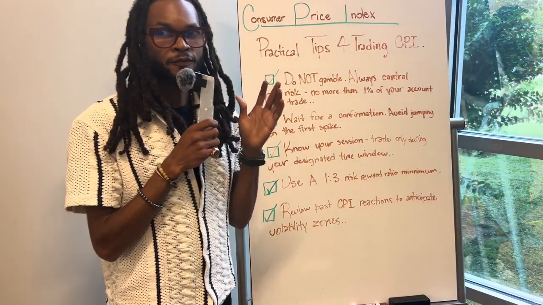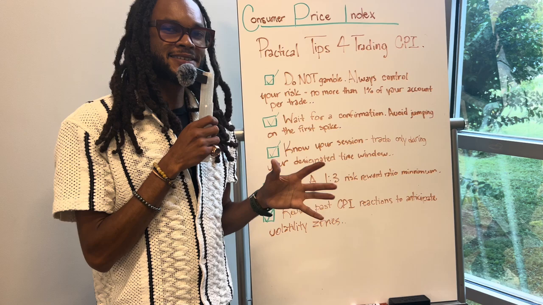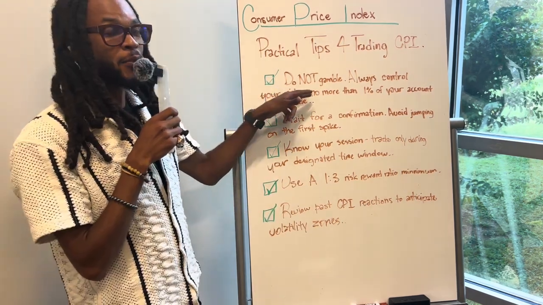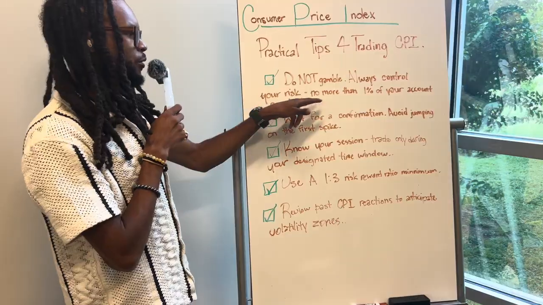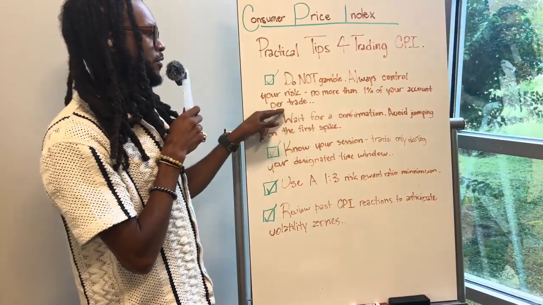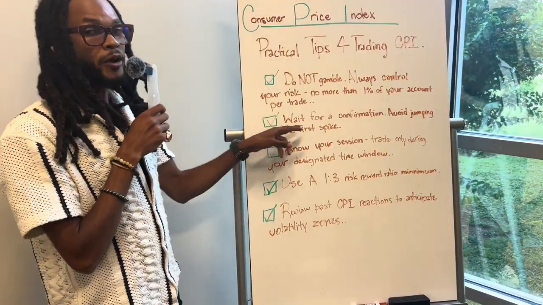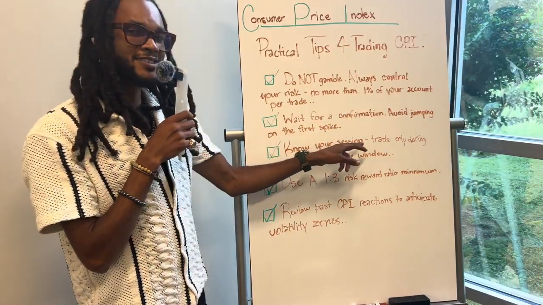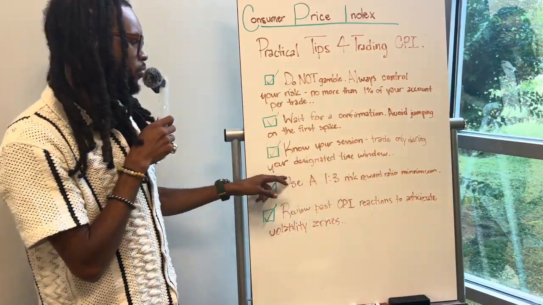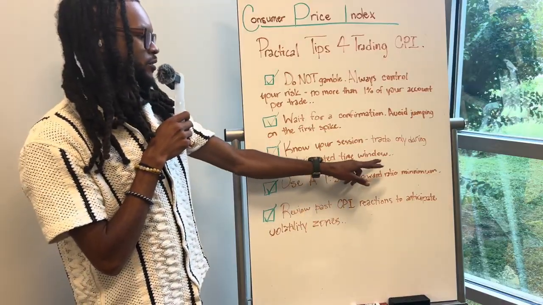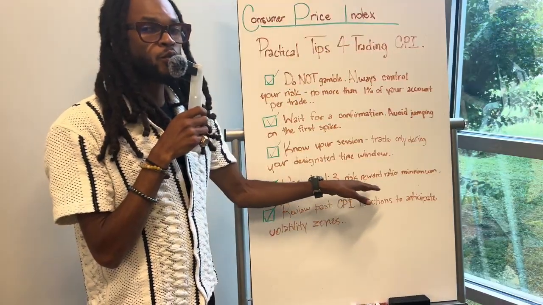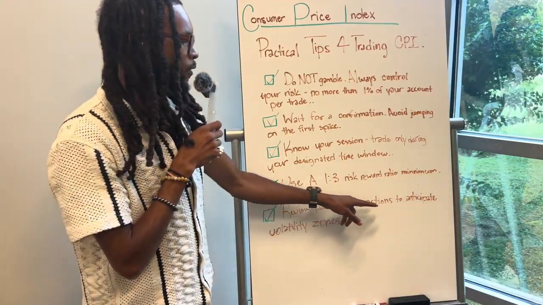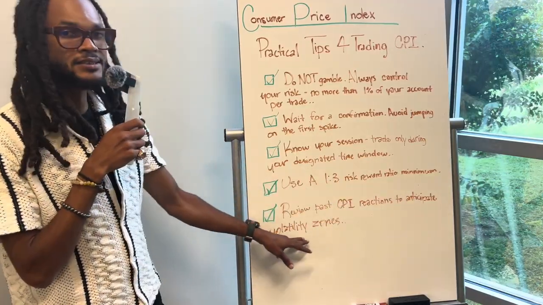Now I'm going to leave you with 5 practical tips for trading CPI from my ABC Trading Rules book. Do not gamble. Always control your risk, no more than 1% of your account per trade. Wait for a confirmation. Avoid jumping in on the first spike. Know your session. Trade only during your designated session or time window. Use a 1 to 3 risk-reward minimum per trade. Lastly, review past CPI reactions to anticipate volatility zones.